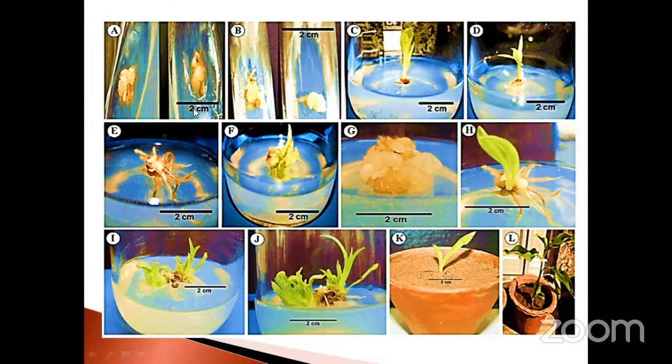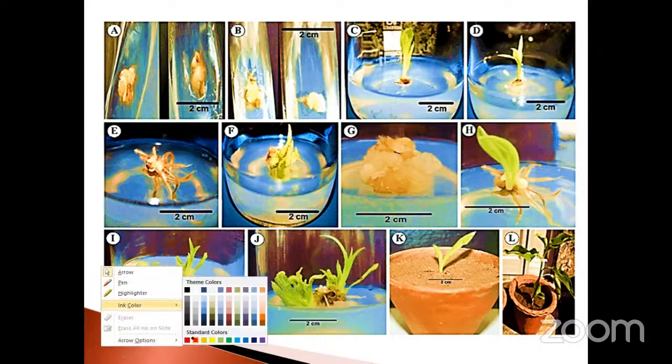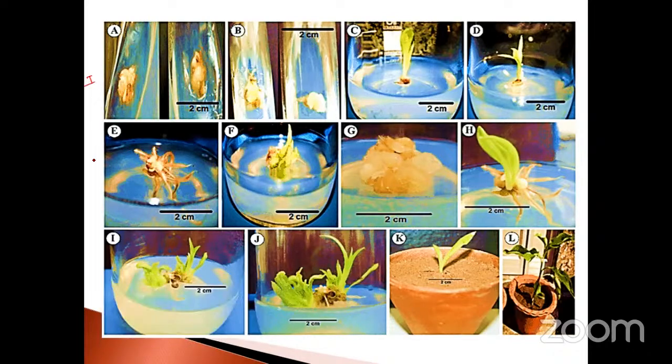Here the nutrient is there. After that period, the explant grows into the callus. Callus formation is like this. There are 3 plants taken as an example. This is the first sample, this one is the second sample, and this one is the third sample. S1, S2, S3. You have to imagine sample 1, sample 2, sample 3.